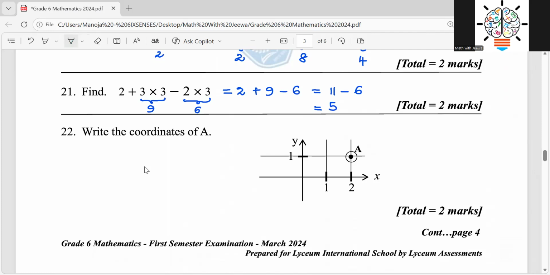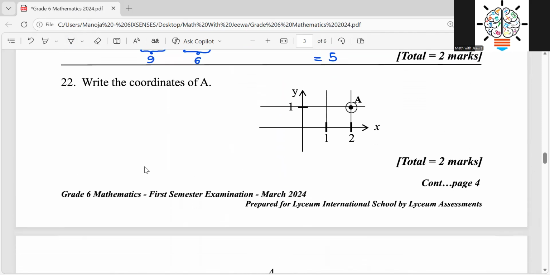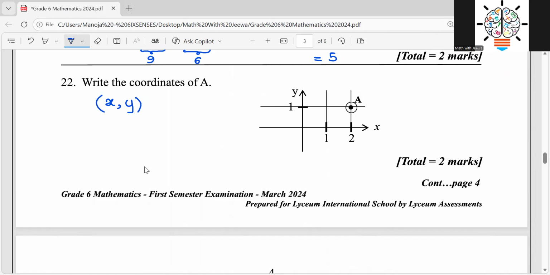And you want to write the coordinates of the point A. Children, when you are writing the coordinates, how are you going to write? First you write the x value and put a comma, and then you write the y value, and the coordinate should be inside the bracket. This is the origin, this is the x-axis, and this is the y-axis. From the origin, you should first go 2 steps. So that is the coordinate of point A.